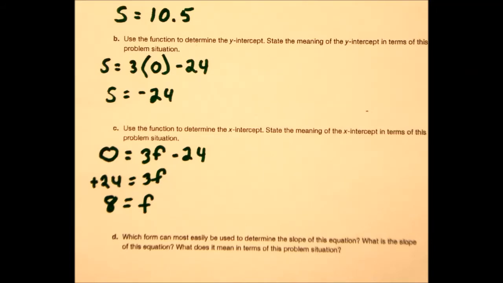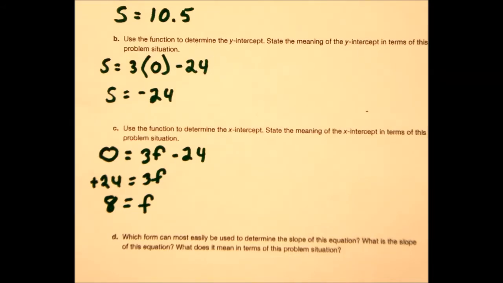Now most of you should know that that would be children. Okay? So your foot is 8 inches long and the shoe size would be a 0. All right. Which form can most easily be used to determine the slope of this equation? What is the slope of the equation? And what does it mean in terms of the situation of the problem?